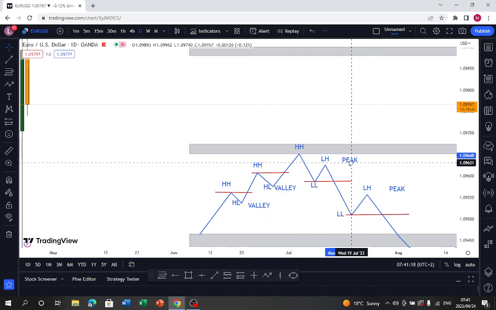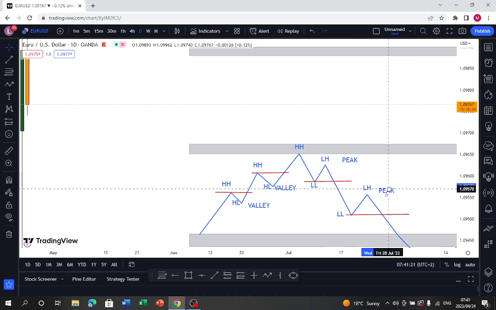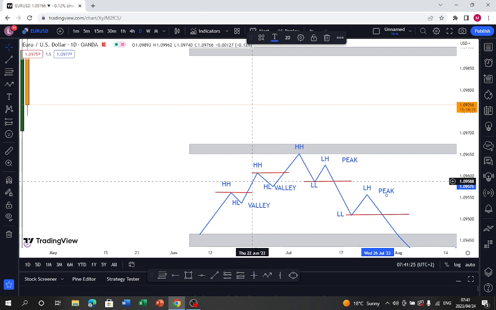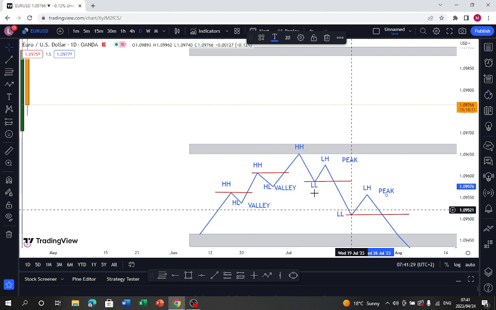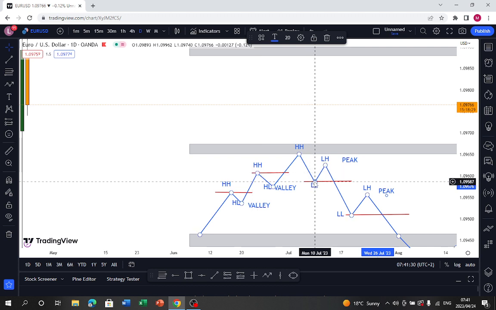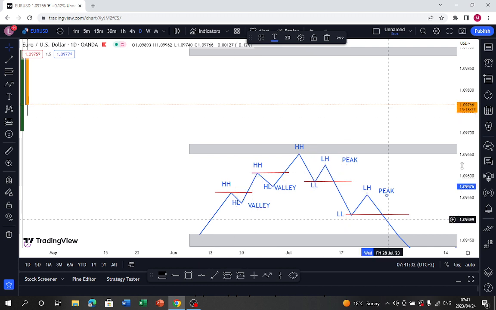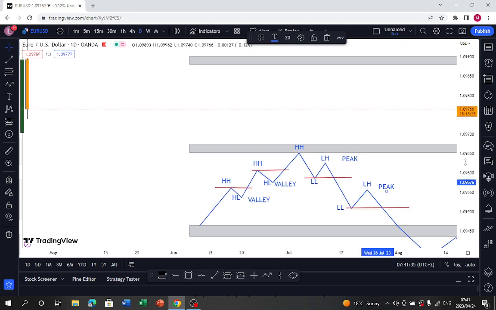Exactly. This is a peak. This is a peak. Right. Then these are called swing highs. These are called swing lows, right? Swing highs, swing lows. So now we are looking at a market structure. This is what we call a market structure.